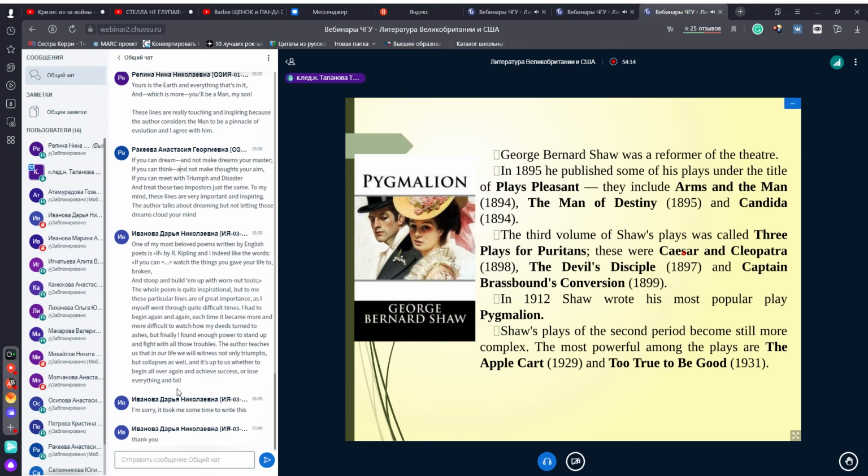Maybe it sounds rather strange today, but at that time, in 1912, it was a scandal. The appearance of that play was a scandal, and the writing was rather vulgar. In 1925, Bernard Shaw received the Nobel Prize for Literature.